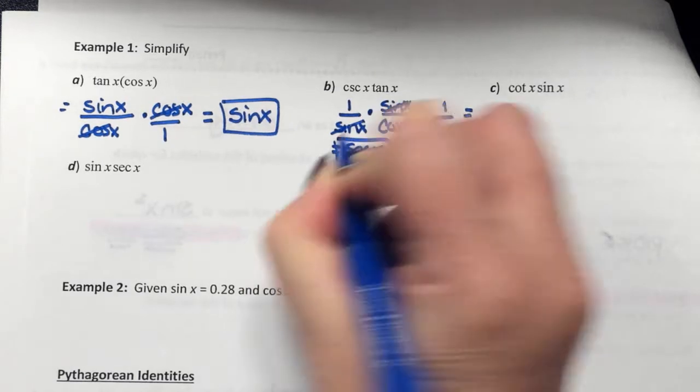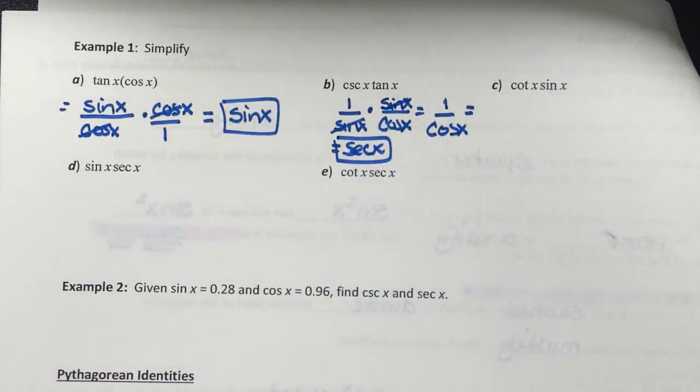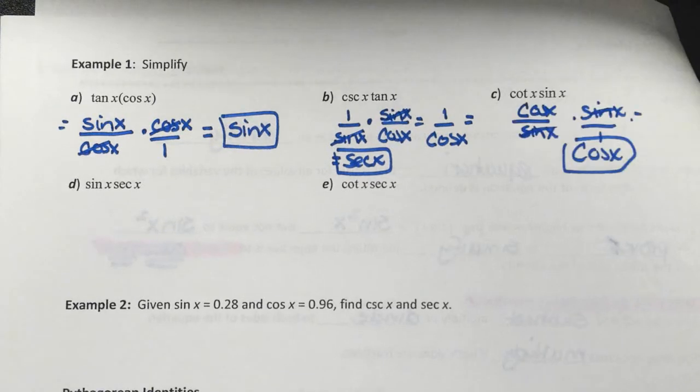So again, the objective is, if you can, write it in terms of one trig function and without a fraction. You guys go ahead and try C for me. All right? Again, we're trying to take an expression that has more than one trig function in it, and our goal is to rewrite it in terms of one trig function if possible, without a fraction as the answer. All right, so we should have come up with cosine x. You guys go ahead and try D for me.